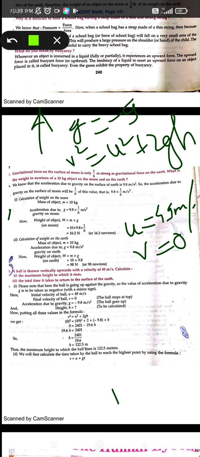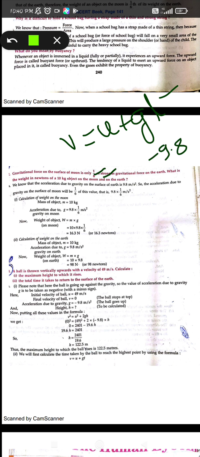Okay, so what is the next question? Find out the total time taken by the body to return to the surface of the earth. So what is the time taken? It will be t. You can use the first and the second equation. For the first equation, v equals u plus at, that is gt. Again the value of g will be minus 9.8 into t, and u will be 49 and v will be 0. So 9.8 t equals 49.